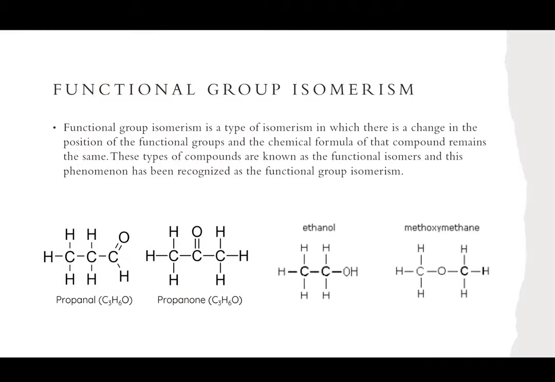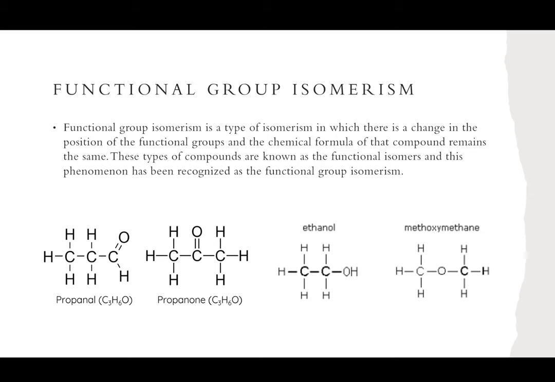Looking at something like this, this is functional group isomerism. Let me just read this. It's a type of isomerism in which there is a change in the position of the functional group, and the chemical formula of the compound remains the same. These types of compounds are known as functional group isomers. So it's basically saying that there's a change in the position of the functional groups while the chemical formula remains the same.